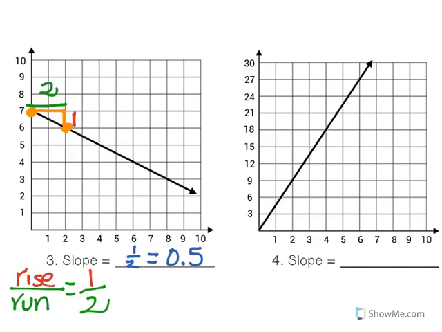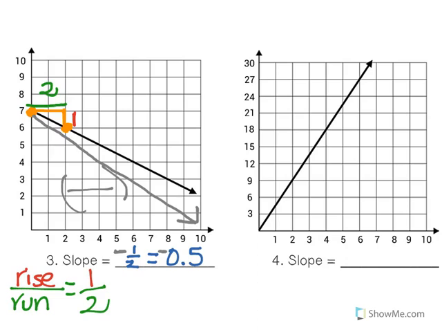Now, am I done? No. I now need to look at my graph. I'm going to move from left to right, and I'm going down. Down means negative. So my answer is -1/2. Don't forget to check your graph.